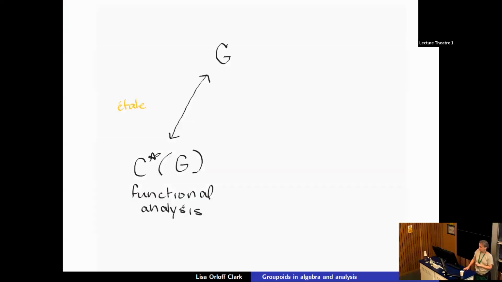All right, so forgive my funny handwriting, but I'm going to be forming a bigger picture here. But now we have a groupoid G, and we've talked about how to define a C-star algebra from it. And that's what I'm going to be talking about in functional analysis. And in this setting, my groupoid is étale. So we'll just leave that picture.